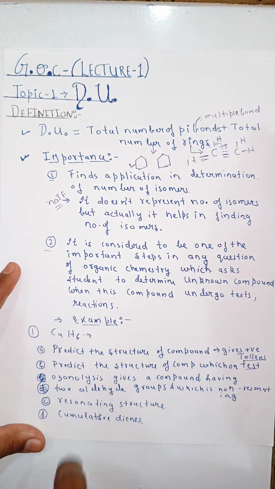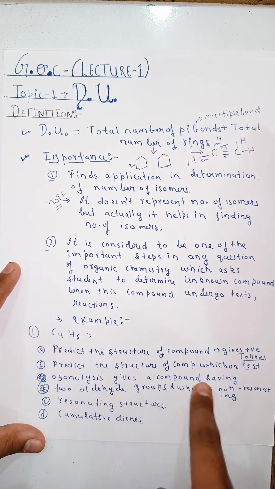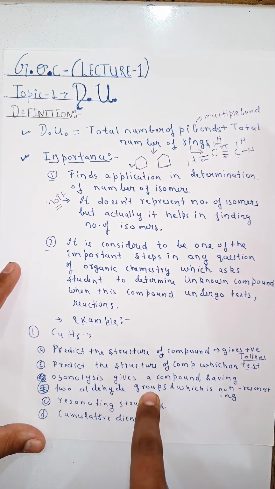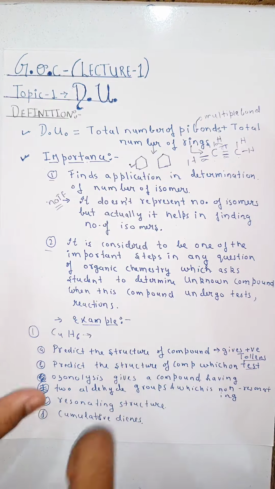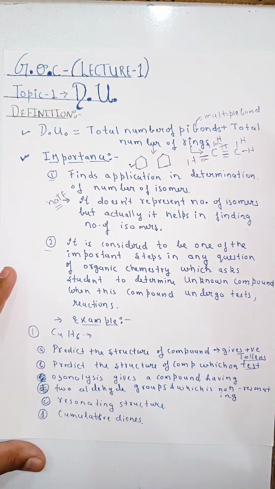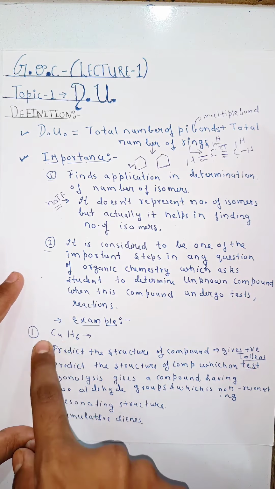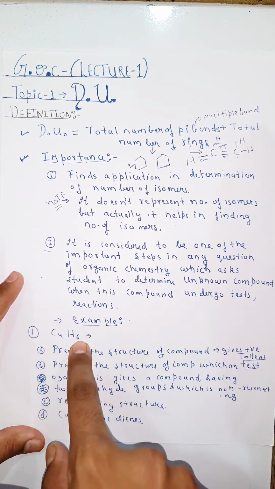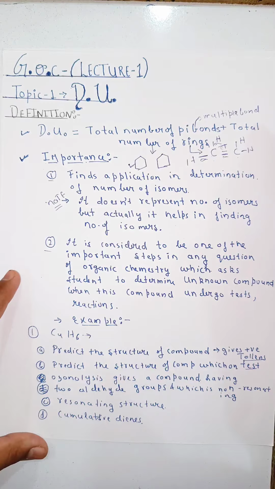Predict the structure of the compound which on ozonolysis gives a compound having two aldehyde groups and which is non-resonating. This is the second problem. Ozonolysis is a process by which we can make aldehyde or ketone from alkene, or even carboxylic acid sometimes. The third question is, out of the different structures of C4H6, which are resonating in nature.